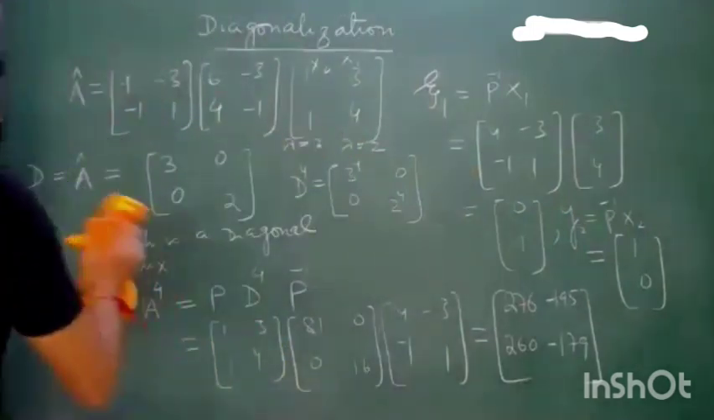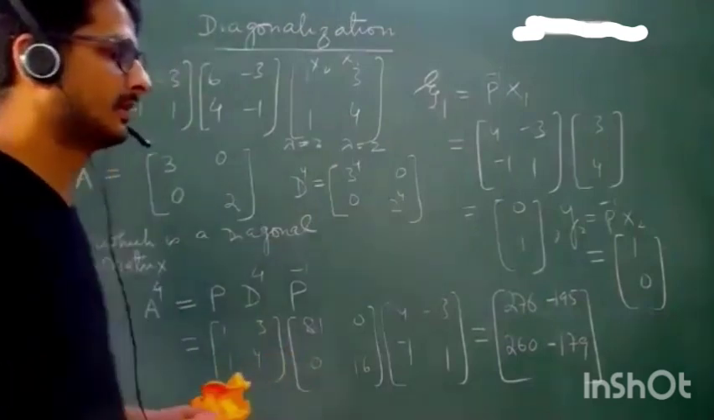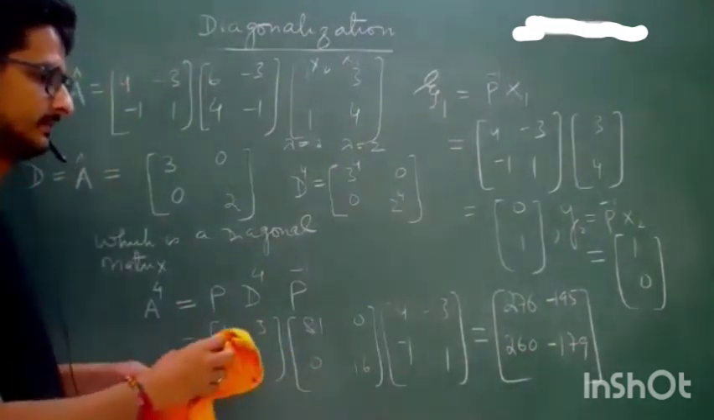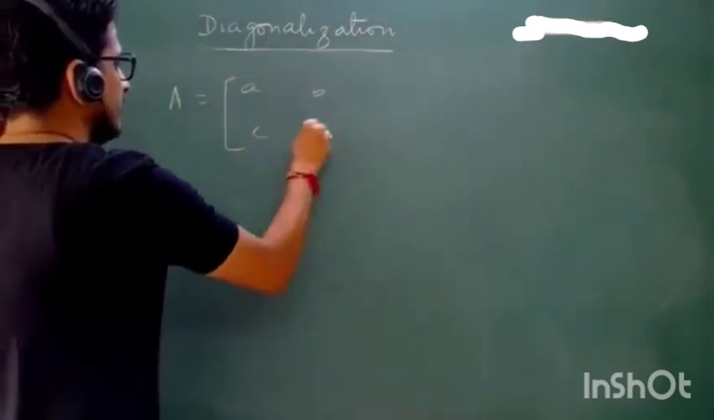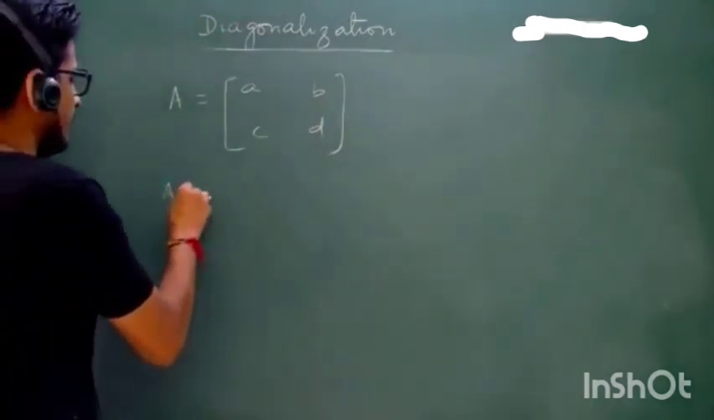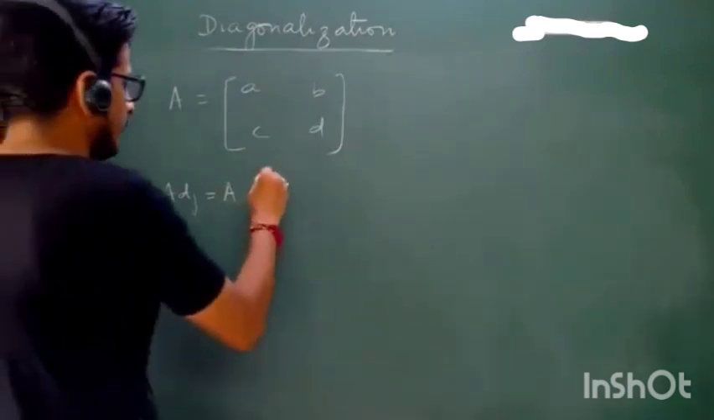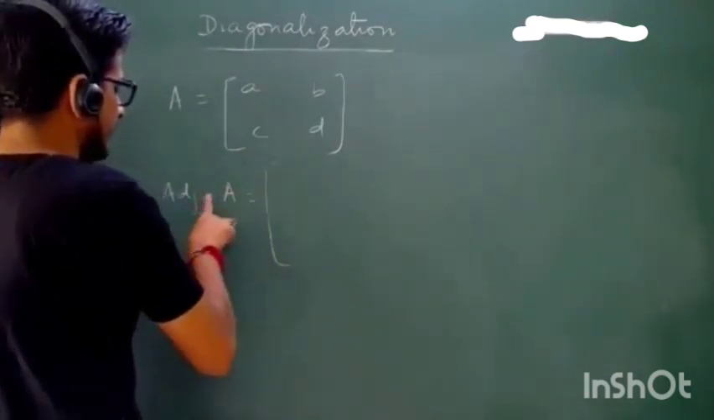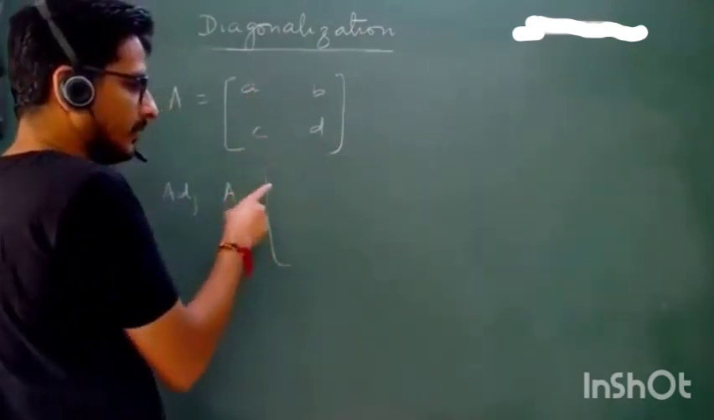Sir, can you once tell the shortcut method for a 3 by 3 matrix, how to find the inverse? No shortcut method for 3 by 3. It happens for 2 cross 2, because you have a matrix like this. Suppose A is equal to [a, b; c, d]. So what you do, you write the adjoint of A. So what is the adjoint of A?